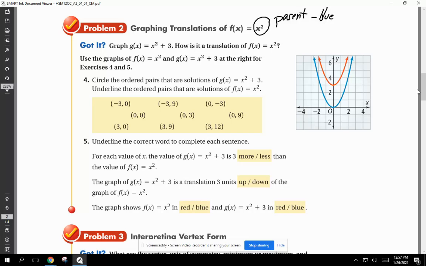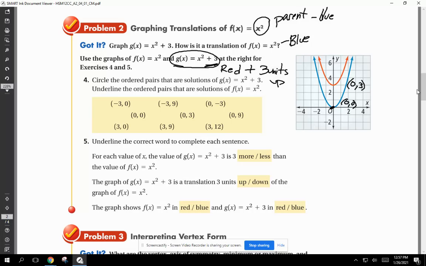So we have two graphs here. The parent function in blue, and the new function in red. And the red one looks like this. The main difference is the plus 3 at the end. The only difference is plus 3. The parent has nothing added to it, so it is a (0, 0) vertex. And this one has a (0, 3) vertex because you just go up 3. So all this graph does is go up 3, plus 3 units up.